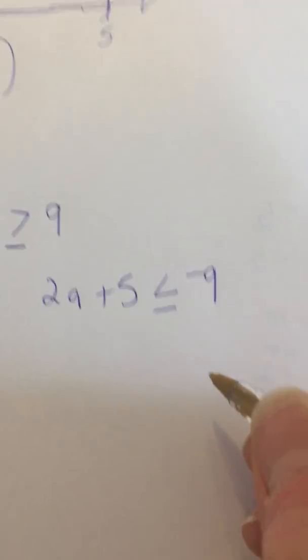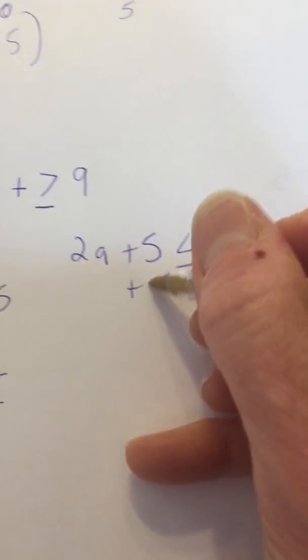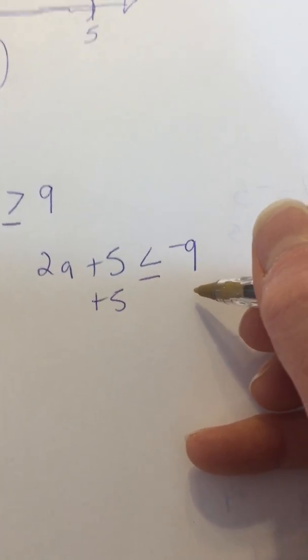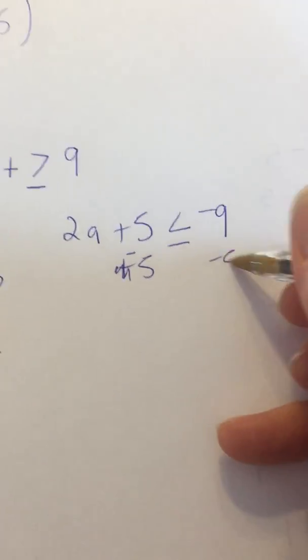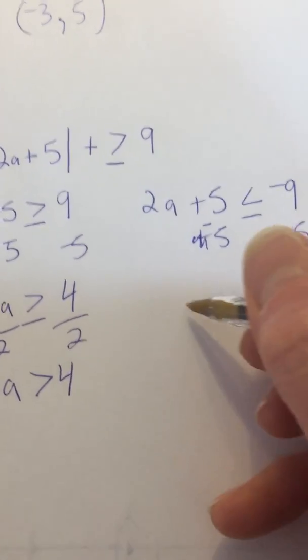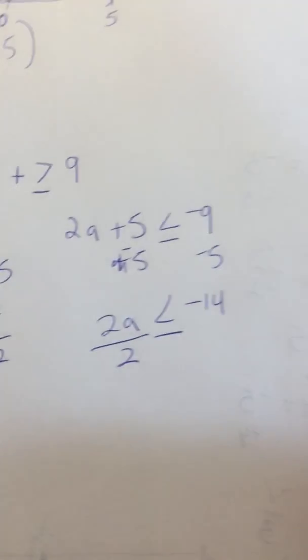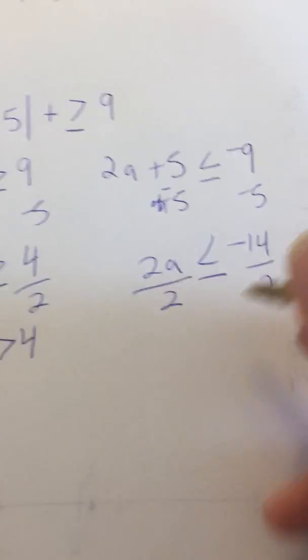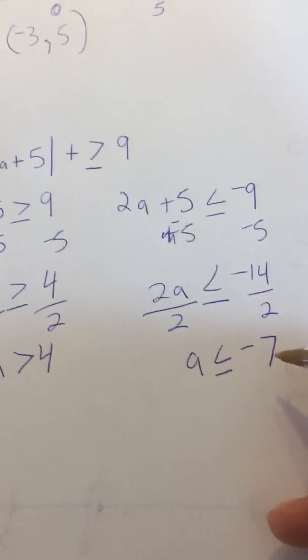Or on this side you have the 2a. So I'm going to do +5 again. Or sorry, -5. Take away 5. Take away 5. So now you have a -14. And then 2a. And you're going to divide by 2. And you're going to divide by 2. And then you're going to have a. And it's going to be a -7.